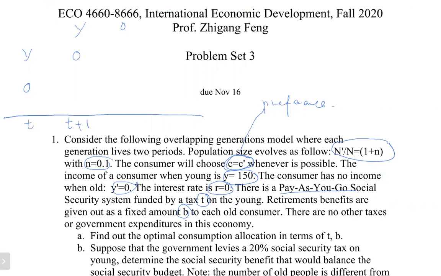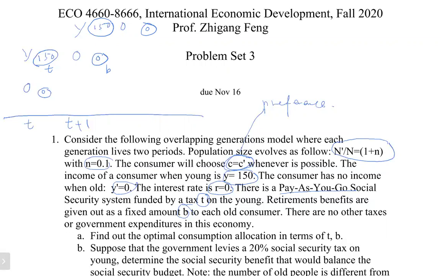Now, a few things, starting from the easier one. When the agent is young, they have income 150. They have zero income when they are old. Same here, 150 and zero income, right? And then how does the pay-as-you-go social security system work? When I'm young, I pay tax T, and when I'm old, I receive B. Right. So this pay-as-you-go just says, okay.